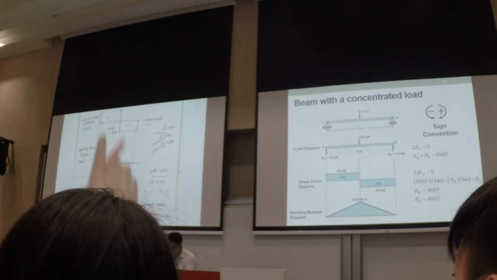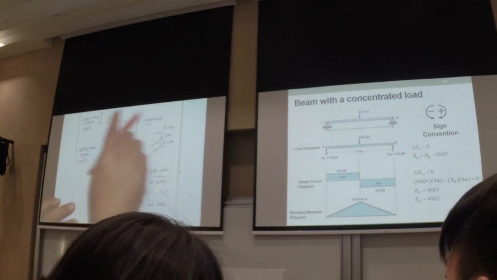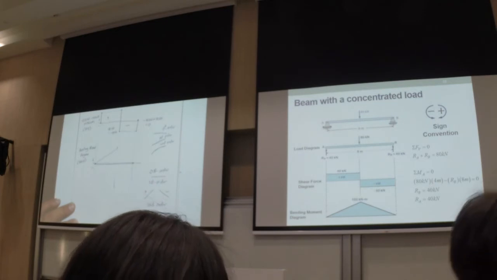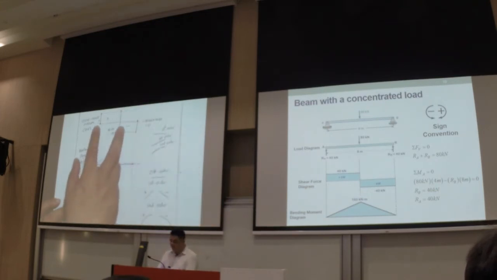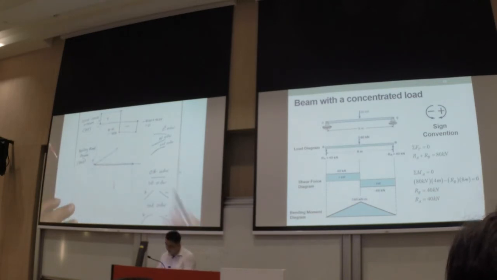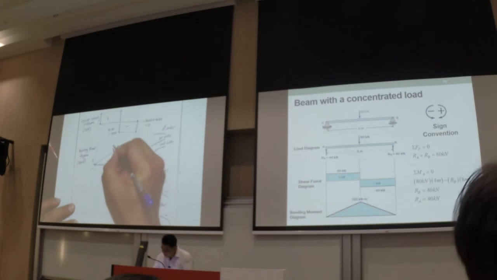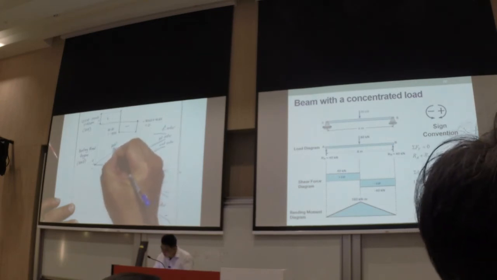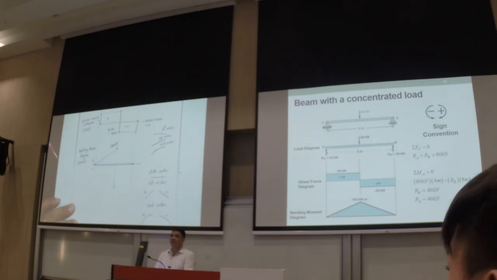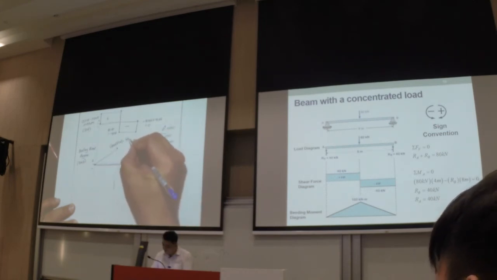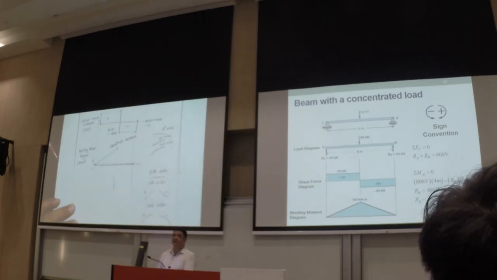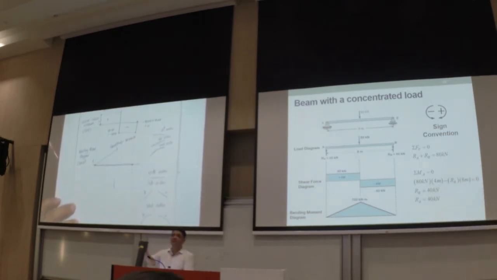My magnitude here will be the area of this one, which is simply equal to that height multiplied by the length, or the force multiplied by that distance. This one is simply equal to 40 kilonewtons multiplied by 4 meters, so that is now equal to 160 kilonewton meter. All right? So let me increase that.